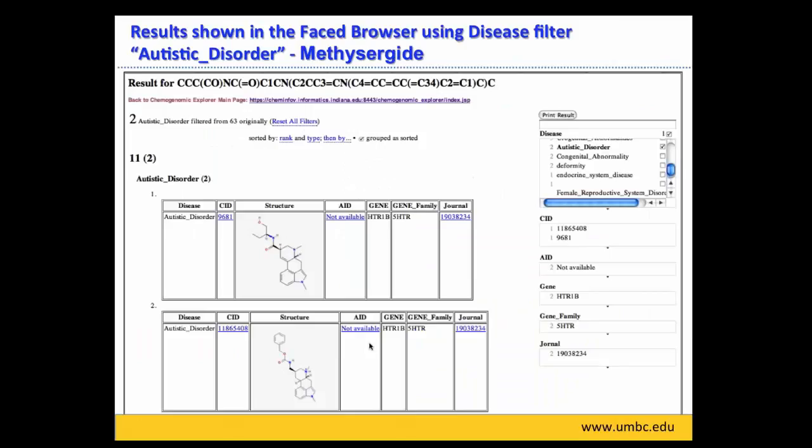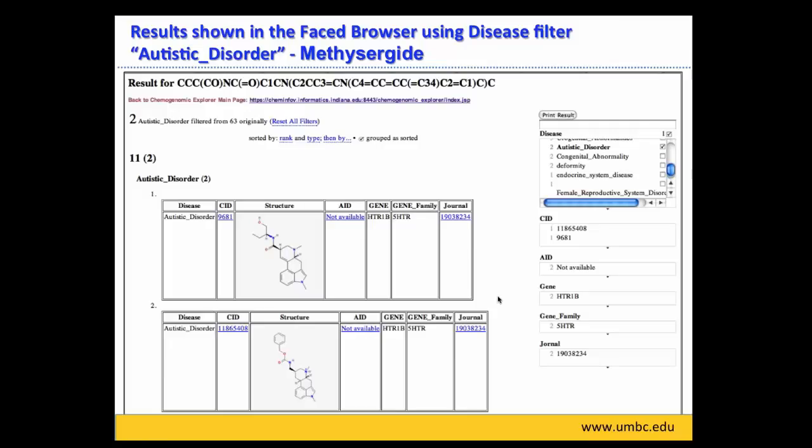So this is a fancy browser I mentioned before, to let the user do flexible filtering based on their interest. This is still the results generated for methoxysteride. For example, this screen shows we want to see more information. We retrieved the autistic disorder related to methoxysteride. This shows the associated information, like gene information, gene family info, and journal information.